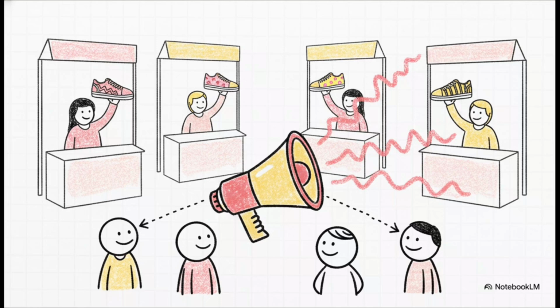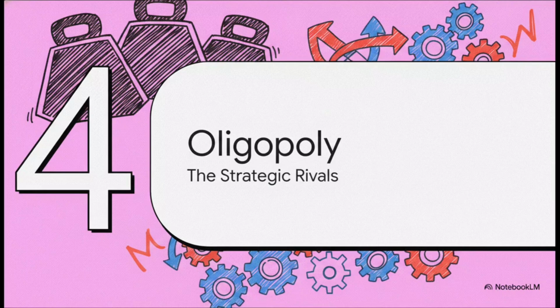And because the products are similar but not exactly identical, firms rely heavily on what your textbook calls selling costs. Think advertising to draw customers in. So pro tip, when you see a test question about advertising and product differentiation, you should immediately think monopolistic competition. Moving right along to Section 4, Oligopoly, the strategic rivals.